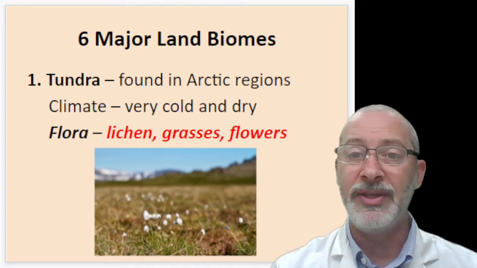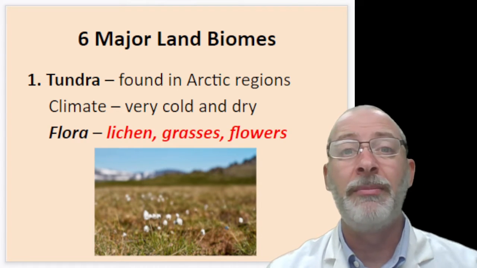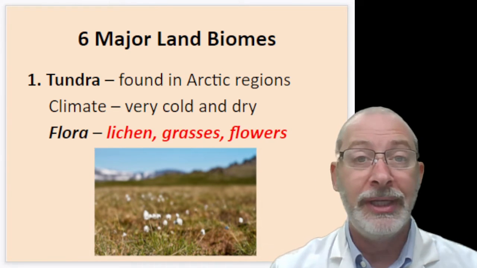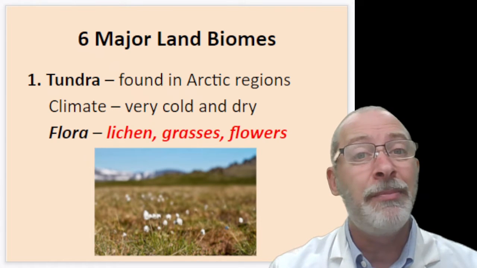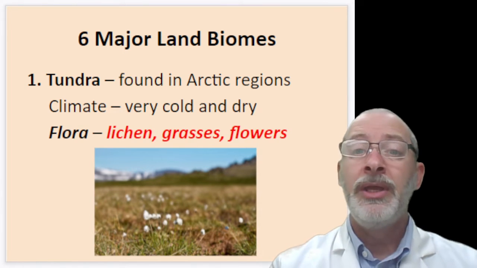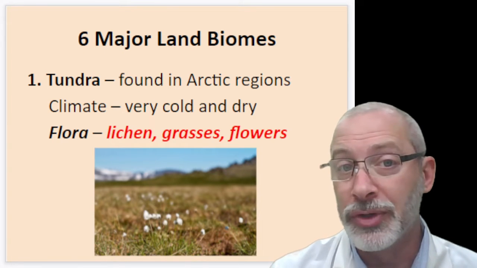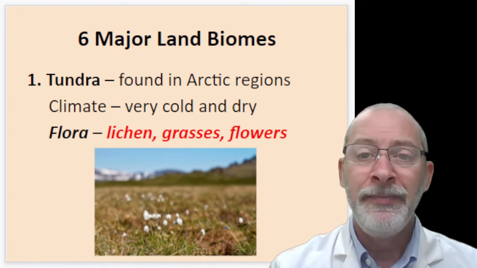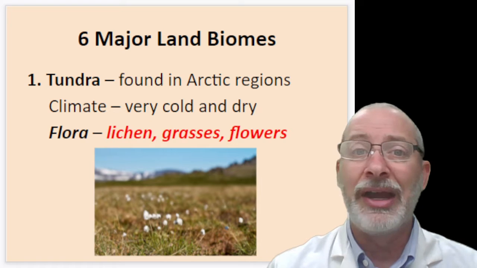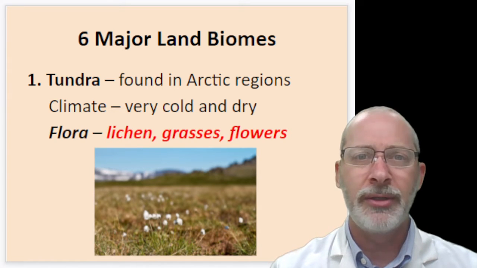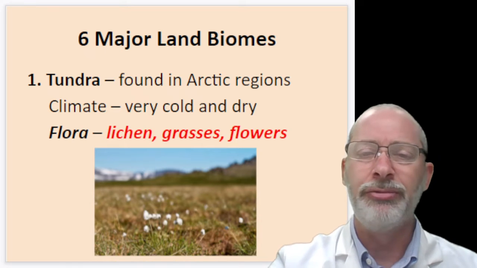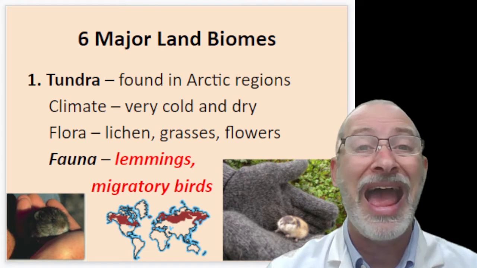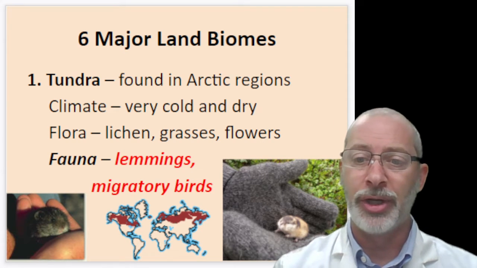Some examples of these, and I'll try and have some samples of these out in the lab for you to see in real life as well, if you're in person. But some examples of flora include lichen, grasses, and flowers. Probably not the kind that you see out your window, but lichen, grasses, and flowers that grow very quickly during the short summer season in the tundra region. All right, now that brings us to the fauna, or the type of animals that exist in the tundra region.